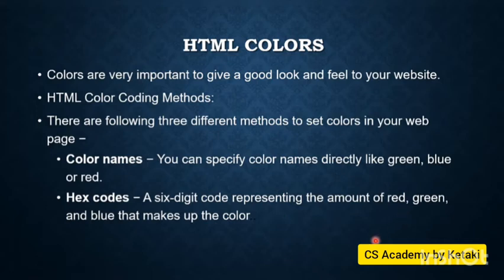Okay, so there are three basic colors: red, green, and blue. By using combinations of red, blue, and green, we mix the other colors. By using the amount of those three colors, we make up other colors. So hex code is nothing but the 6-digit code that represents the amount of red color, green color, and blue color that makes up the colors.